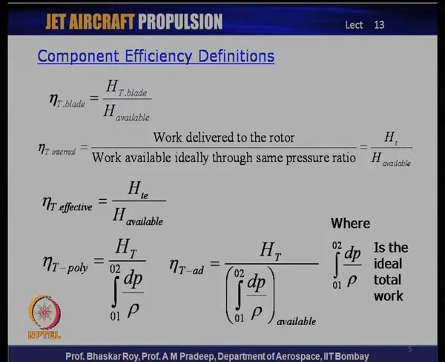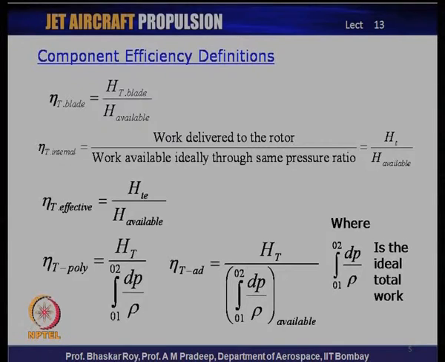The polytropic efficiency that we have talked about, and we have talked about a lot of it in your cycle analysis, can also be written down in terms of H T divided by the integral of 0 1 to 0 2 d p by rho, and a corresponding adiabatic efficiency can be written down in terms of H T divided by the integral 0 1 to 0 2 d p by rho as the work available.